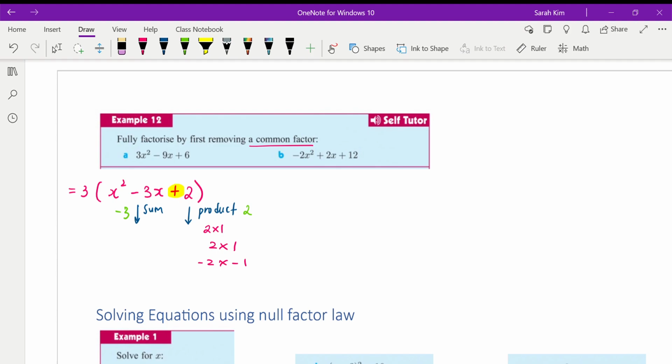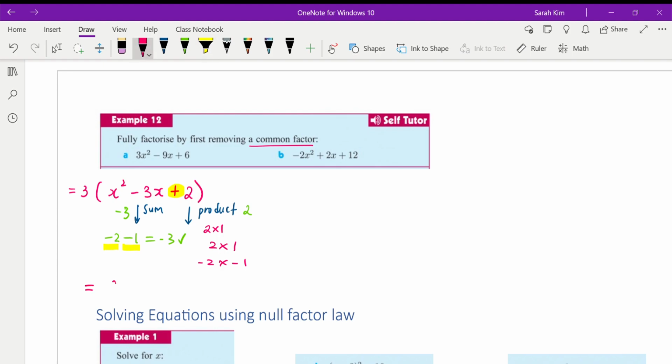Now, which one can I add to get -3 as my sum? Hopefully you can tell that it's going to be the minuses, because you can't really add the pluses to get a minus answer. So it's going to be -2, plus take 1, which turns into a -1. -2 take 1 turns into -3. So that satisfies my sum. So these are going to be my factors.